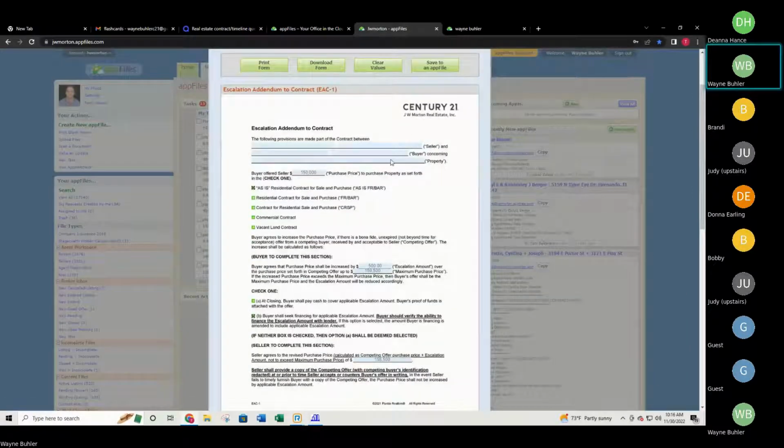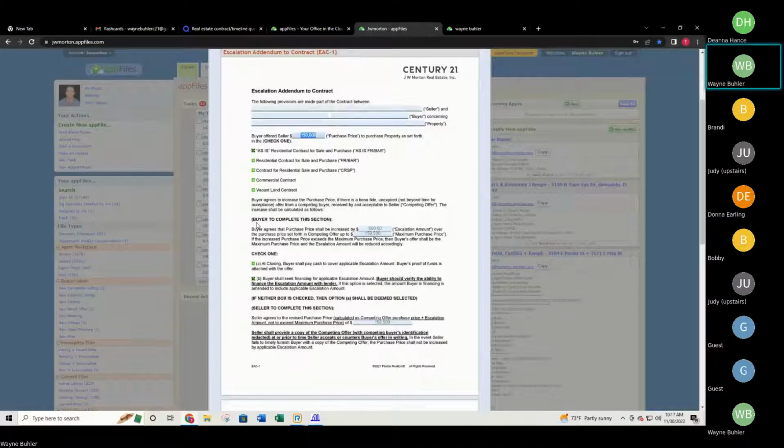So obviously you put seller, buyer, and the property here. You put the original offer amount here, or whatever the contract offer amount is. And then you put what the contract is, and then here the buyer completes this section. Buyer agrees that purchase price shall be increased by, again, whatever the increment is, in this case $500, over the purchase price set forth in competing offer up to a max bid of $159,500.